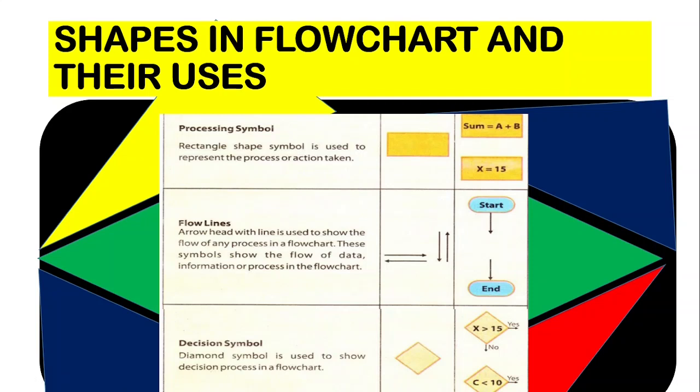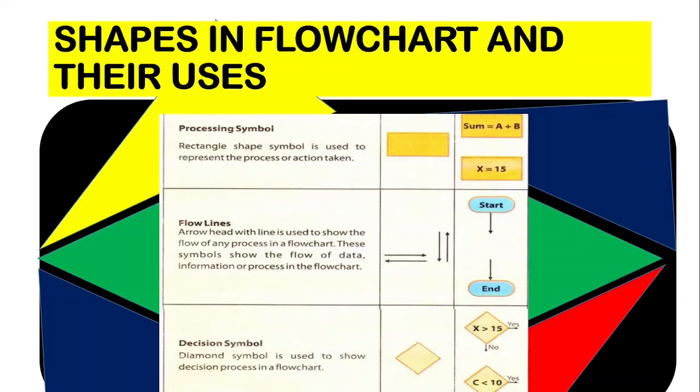The next shape here is your decision symbol. Your decision symbol is your rhombus. Some people call it kite, or some people call it diamond, but it's your rhombus. So it's where you make a decision between yes or no. So that is the end of this section. I believe you have learned something.